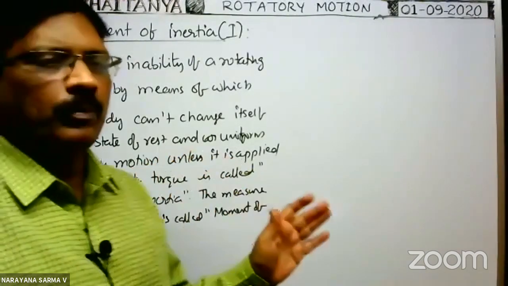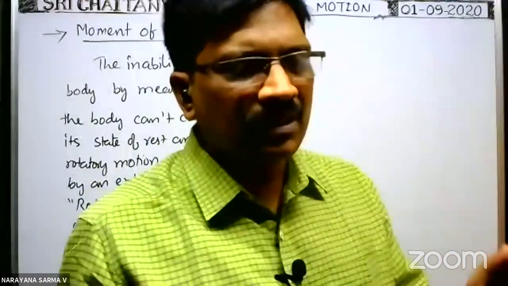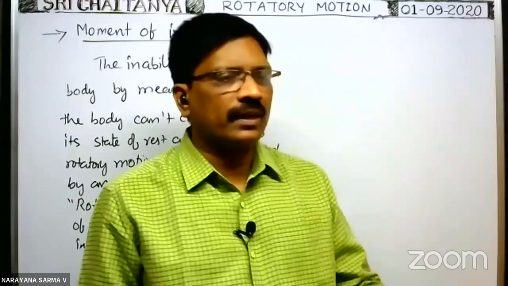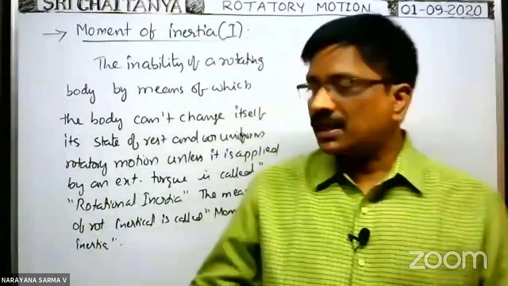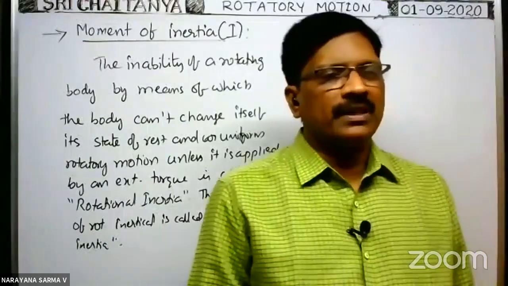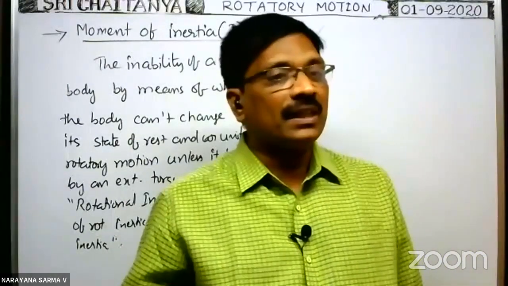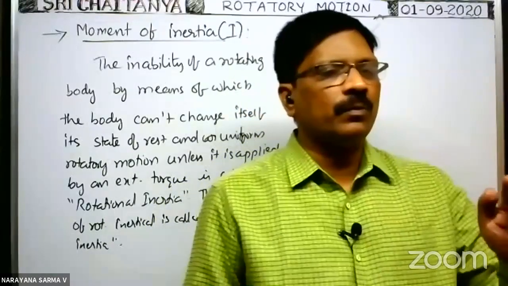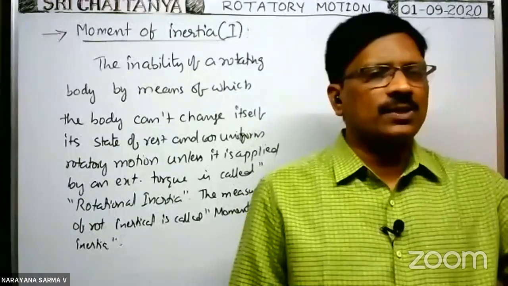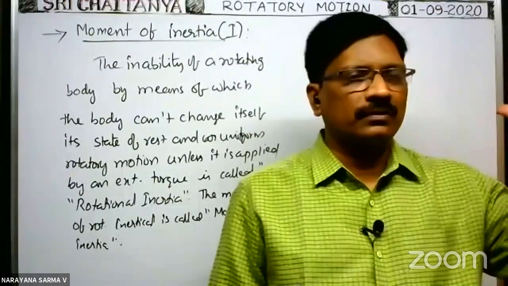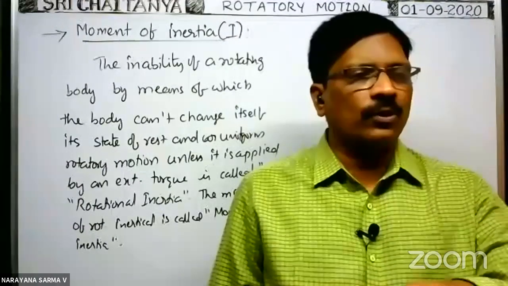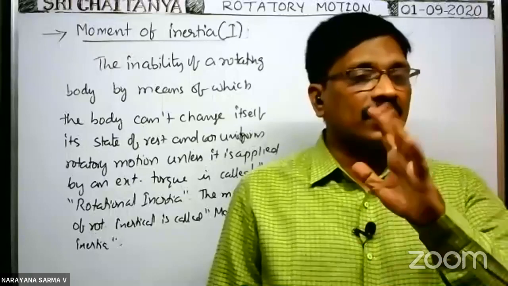So the inability of a body by means of which it cannot change itself its state of rest or uniform rotating motion unless it is applied by any external torque is called rotational inertia. The measure of rotational inertia is called the moment of inertia. That's why, what is the measure of rotational inertia? It is the moment of inertia. So in rotating motion, we have to say moment of inertia. In translational motion, we have to say the mass of the body. If mass of the body is more, inertia of the body is said to be more in case of translational motion. In case of rotating motion, if moment of inertia is more, the rotational inertia is said to be more.